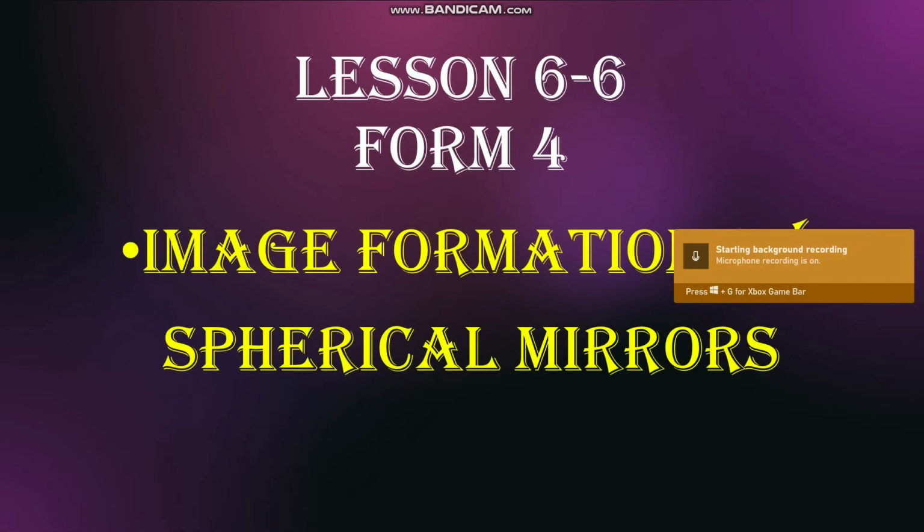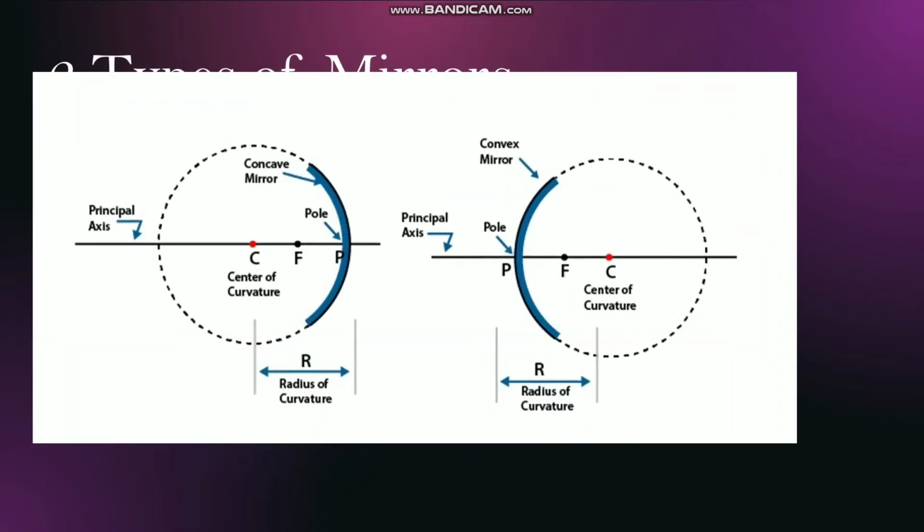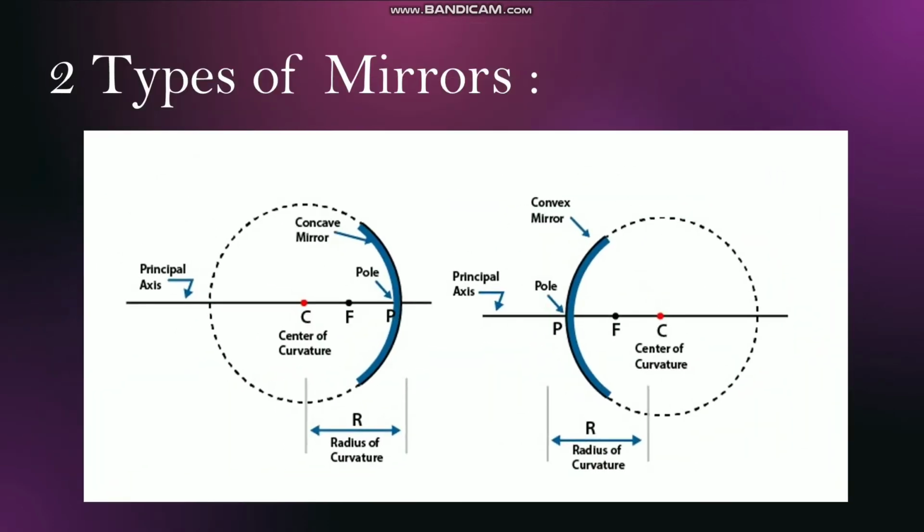Hi, so today we are going to learn lesson 6.6, which is image formation by spherical mirrors. Spherical mirrors are part of a sphere that has been cut. There are two types of mirror. From here, we need to introduce the two curved mirrors that are not related to the plane mirror.